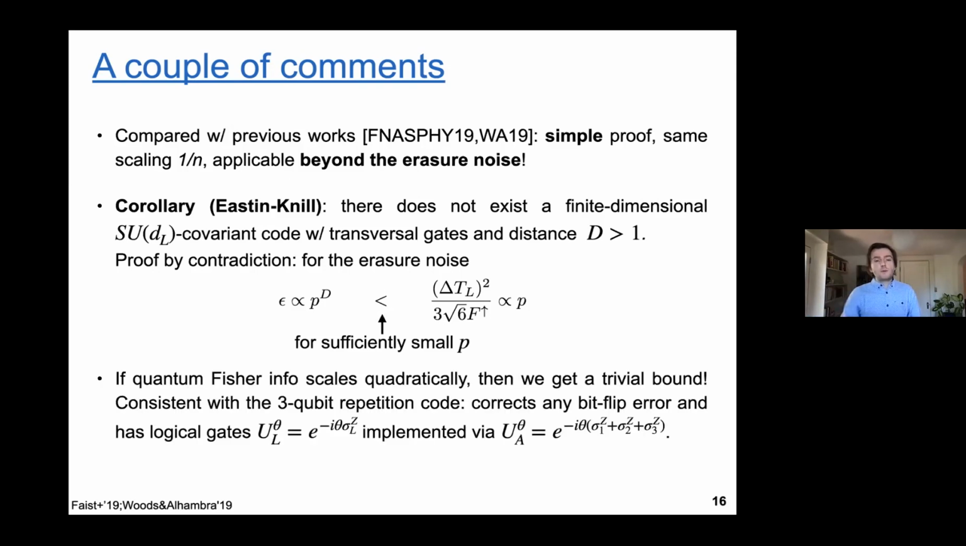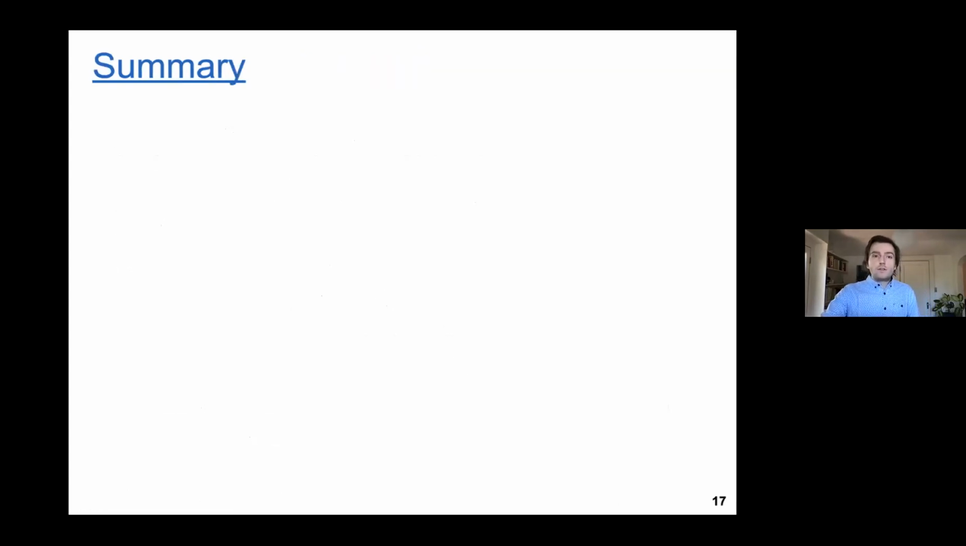And the last remark I would like to make is that if quantum Fisher information scales quadratically, then the bound we get in our theorem is trivial. And it better be trivial because it is consistent with the existence of the 3-qubit repetition code. This code can correct bit flip error, but at the same time has logical Z rotations implemented in this transversal way.